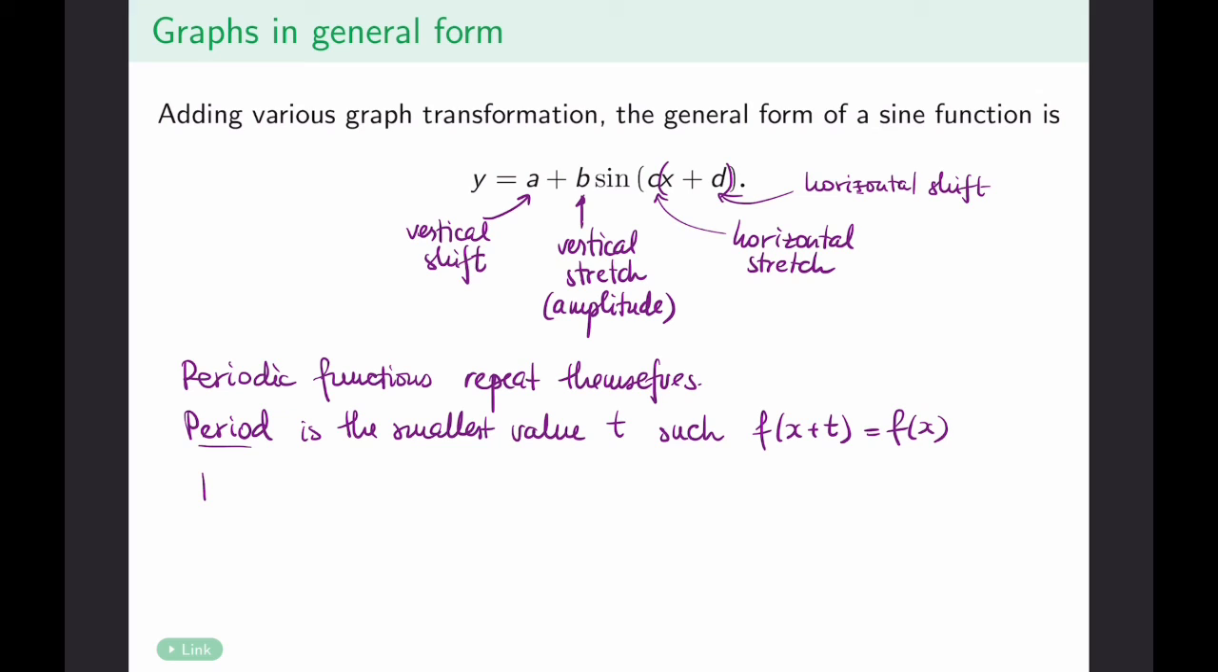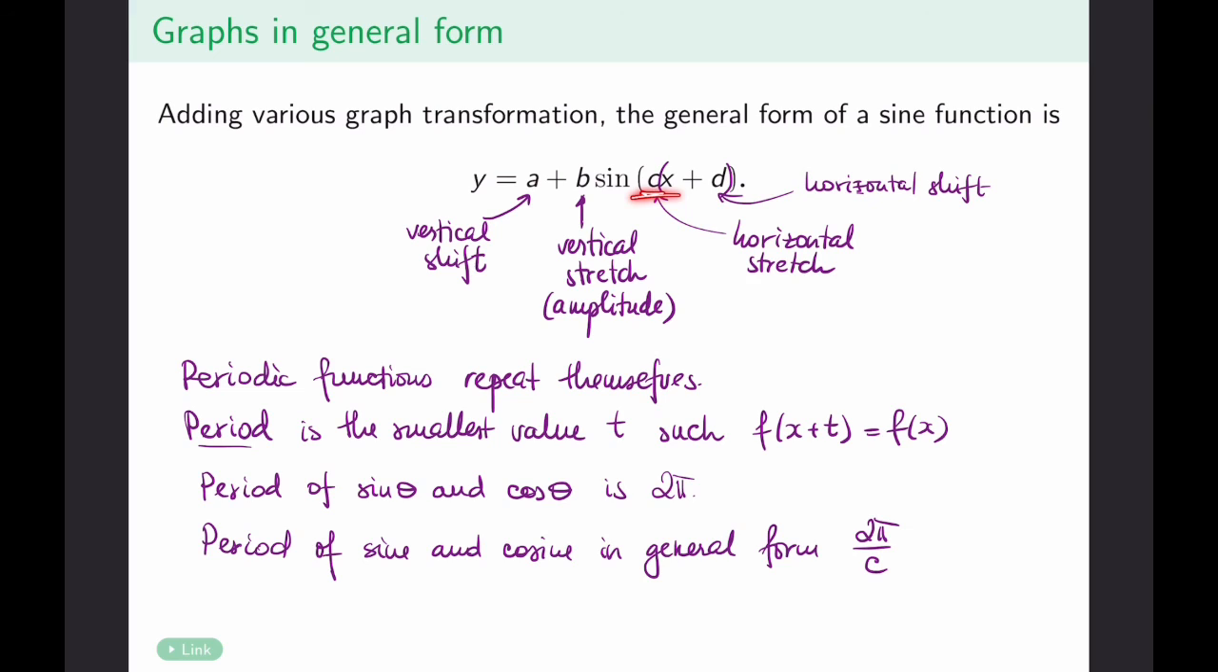For the sine and cosine, the period is familiar to us. The period of sine and the period of cosine, the smallest value you have to add before the entire function repeats itself, is 2 pi. And this is again clear from the unit circle. Now, if we apply a horizontal stretch to sine or cosine, of course the period will also be stretched or compressed, so this c will stretch or contract the period, and the period can therefore be calculated as 2 pi over c.